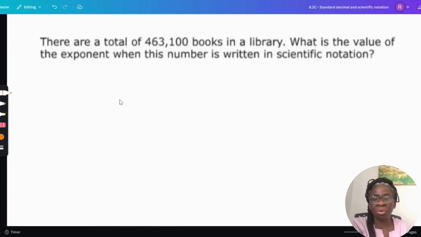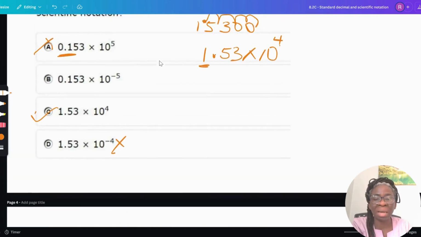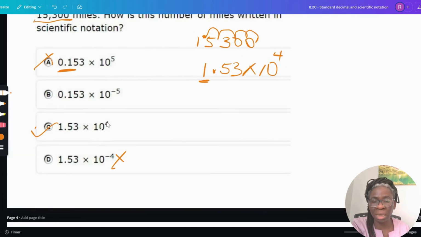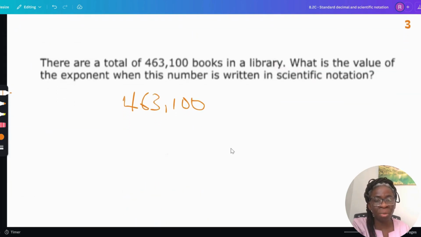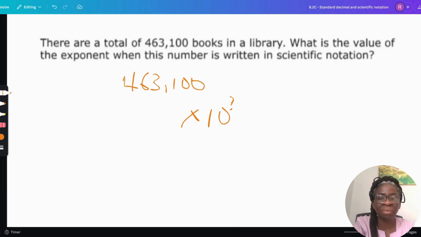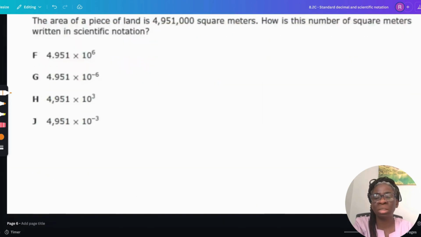There are 463,100 books in a library. What is the value of the exponent? What do we mean by exponent? The number at the top. For example, the exponent here is 4. The power of 10 is what we refer to as the exponent. So now write this in standard form, and what will be the exponent? This should be something times 10 to the power. What is that power? That is what this question is asking you. After writing it in standard form, what is the value of the exponent? So that is what it is asking.